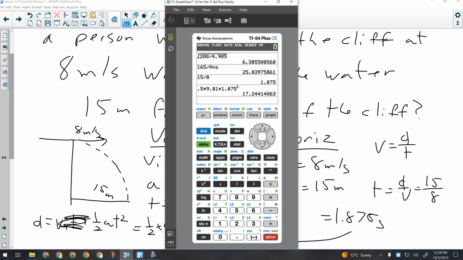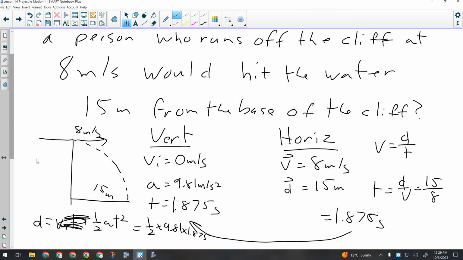So it's 17.2 meters. Actually, we only have one significant digit there, so 2 times 10 to the 1 meters. So twice the height of a 10-meter diving platform. I don't know if anyone's jumped off a cliff higher than that, but that'd be scary. So 2 times 10 to the 1 meters would be the height of the cliff.